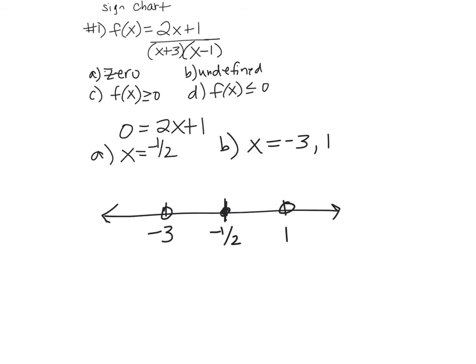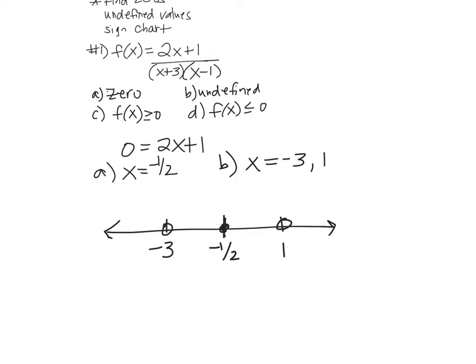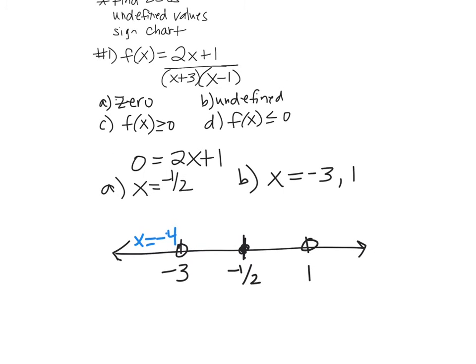Let's make our sign chart. We're going to choose numbers in each of these 4 intervals and plug them in. Over here, let's pick x equals negative 4. I'm plugging it back into my original function. I don't care what the number is, I care what the sign is. Plugging negative 4 into the numerator, I get negative 8 plus 1, that's negative. Negative 4 plus 3 is negative. Negative 4 minus 1 is negative. A negative times a negative is positive, so I get a negative over a positive. So this interval is negative.